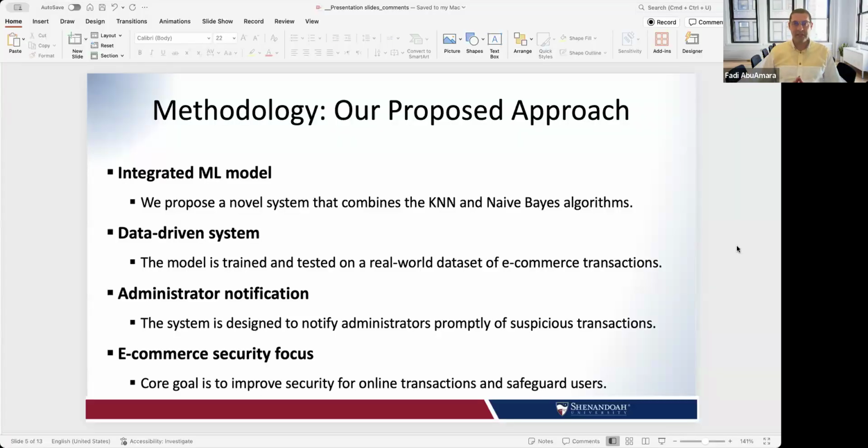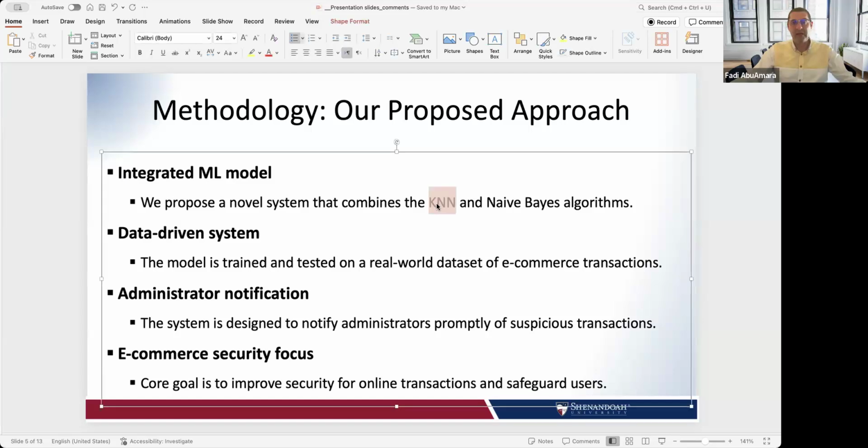So let me now explore the methodology. First, the integrated machine learning model. As you see, we proposed a novel system that combines both the k-nearest neighbor and the naive Bayes algorithms. This hybrid approach leverages the strengths of both algorithms, which results in enhanced fraud detection.